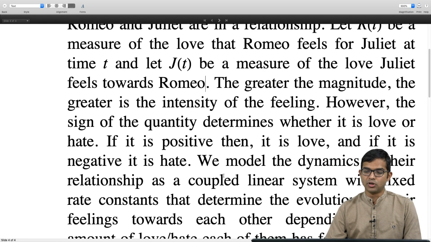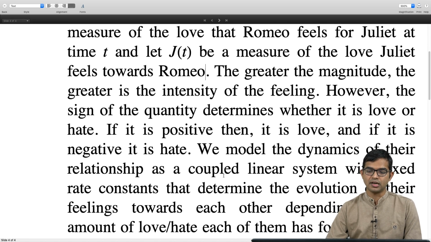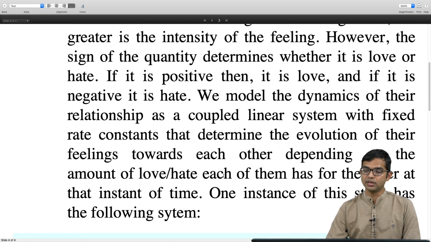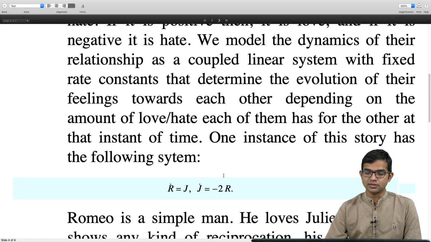So what you do is you model the dynamics of the relationship as a coupled linear system with fixed rate constants that determine the evolution of their amount of feeling for each other, positive or negative. One instance of this story has the following system. So you say R dot is equal to J and J dot equal to minus 2R, right? So it is an interesting coupled system.